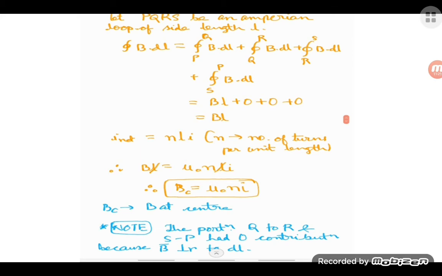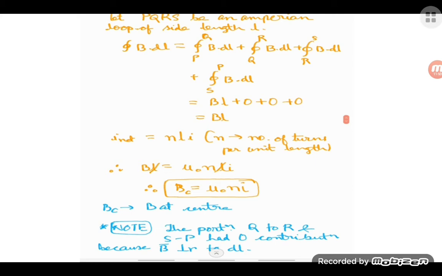Now as I have told earlier, the same thing has been written here. From P to Q, the contribution will be BL, and from Q to R, from R to S, and from S to P, the three will be 0. I net will be N L I, where N is the number of turns per unit length. Now by using Ampere's law, we derive the formula as mu naught N I. So the magnetic field in the solenoid will be mu naught N I.